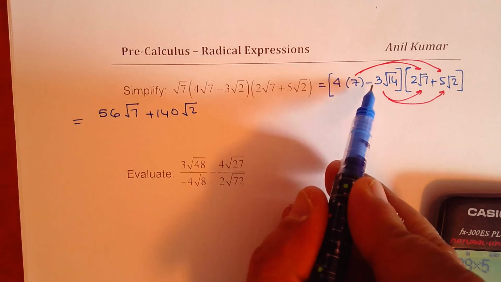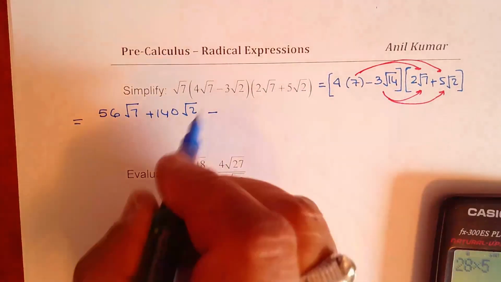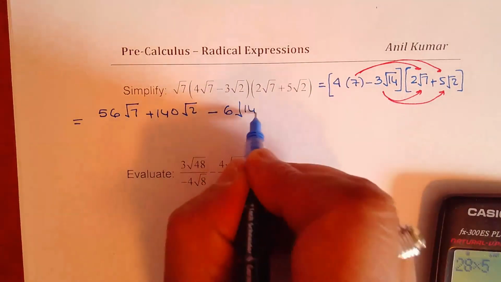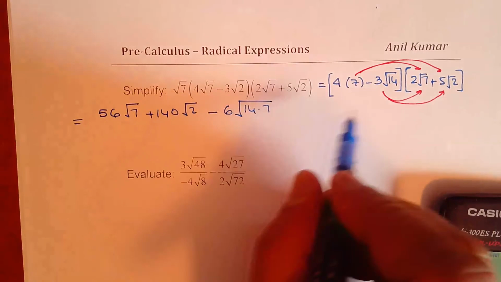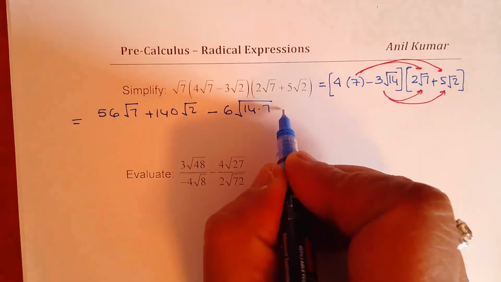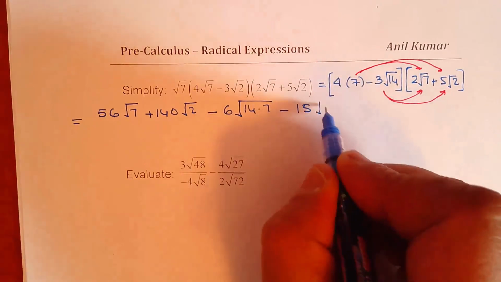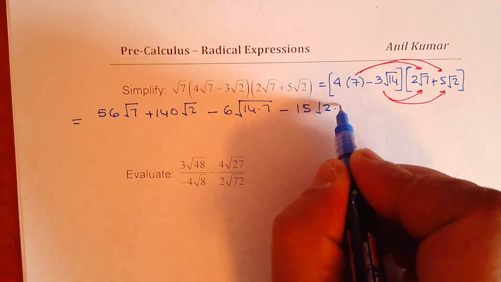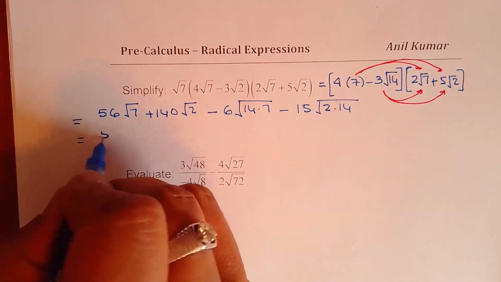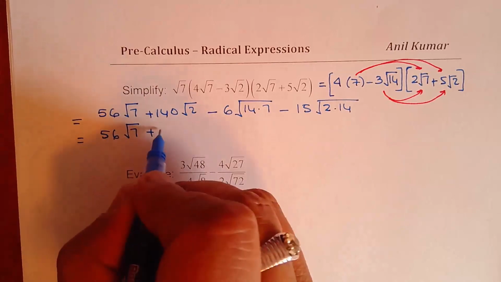With minus, when you multiply, you get negative sign. 3 times 2 as 6. Within brackets, I prefer to write 14 times 7. We'll see why. Then minus 5 times 3 is 15, and within square root I will again prefer to write 2 times 14. Now here we get 56 square root 7. This cannot be simplified further.